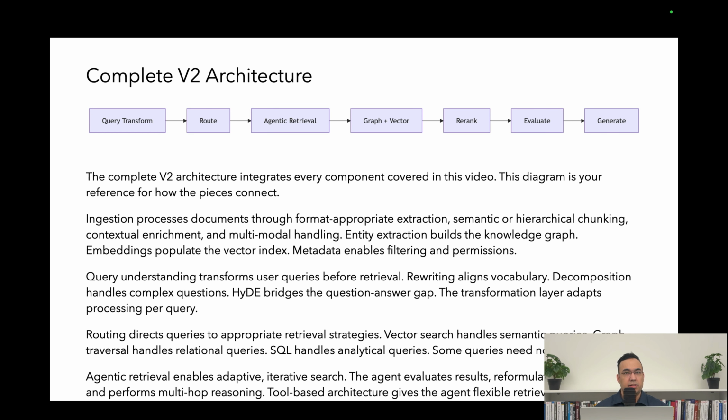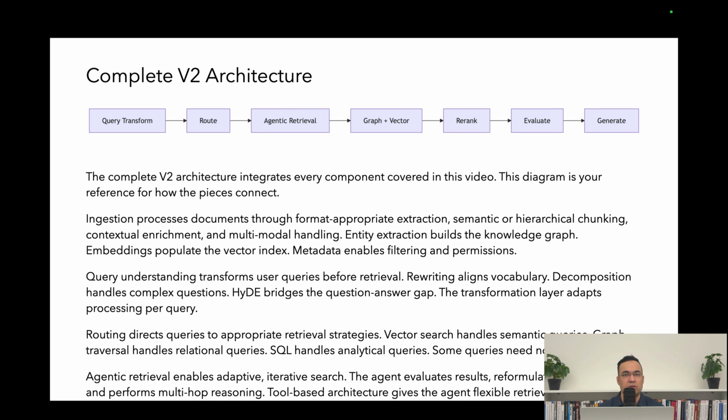Let's revisit the complete architecture now that we have covered every component. Ingestion processes documents through format appropriate extraction, semantic or hierarchical chunking, contextual enrichment, and multi-modal handling. Entity extraction builds the knowledge graph, and embeddings populate the vector index. Query understanding transforms the user's query before the retrieval: rewriting aligns with vocabulary, and decomposition handles the complex questions.